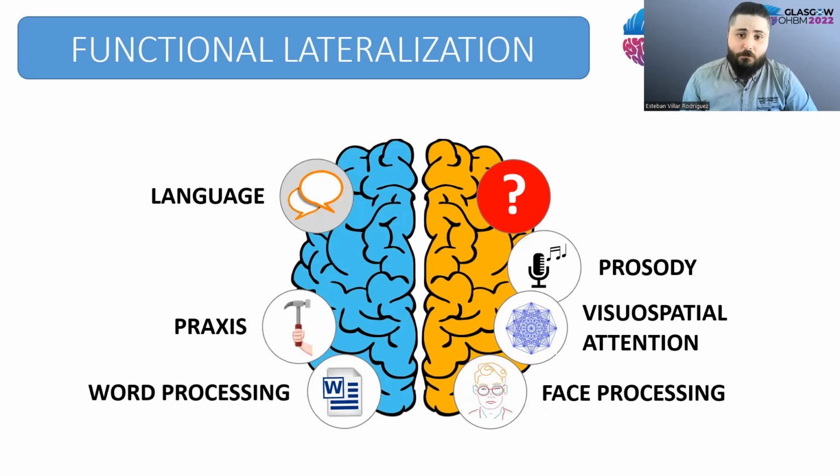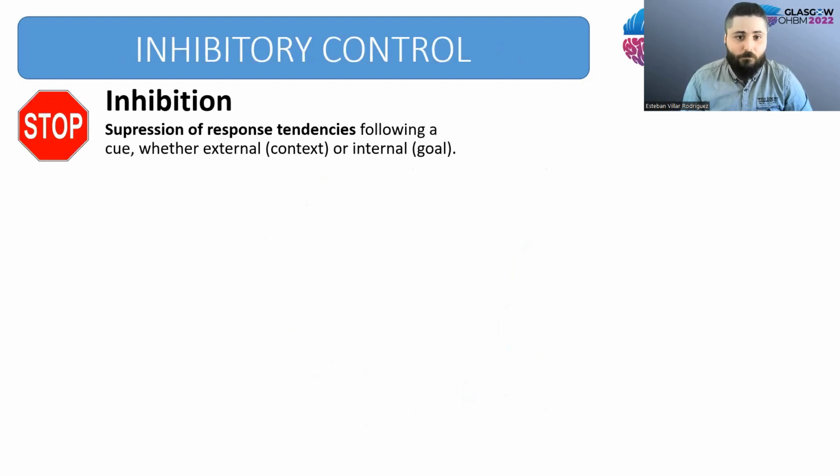But surprisingly, even though atypical language lateralization is mainly defined by looking at the inferior frontal cortex, no one has tested what happens to the function of its right homologue. And that is precisely the objective of our study.